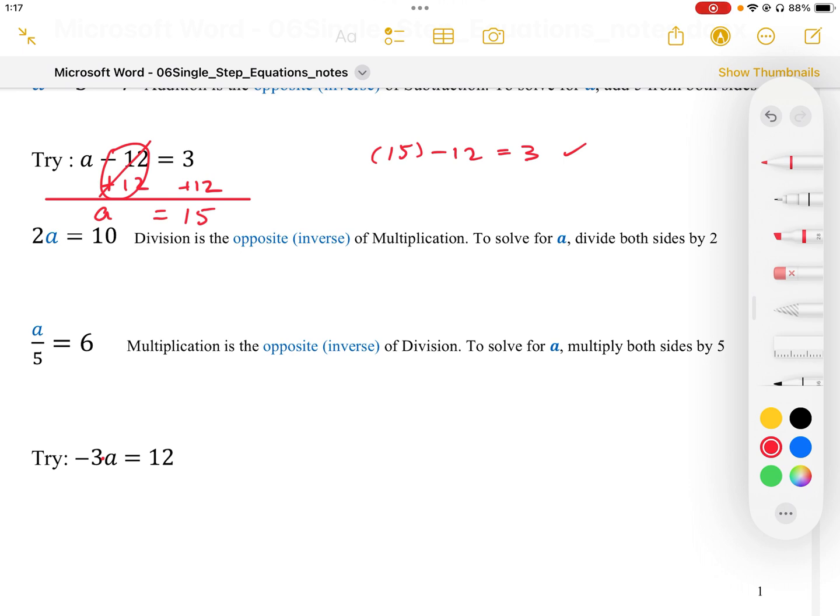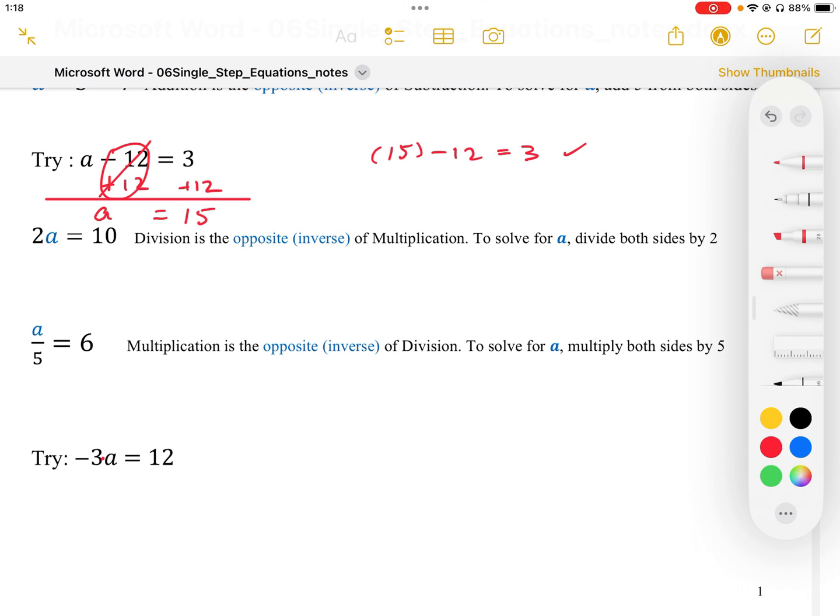When I have times, so here this is 2A, remember that if there's no operation in between, the default is times. So between 2 and A is a times. I need to undo that times 2. I'm going to undo it with a divide by 2, and I'm going to remember to do it on both sides.